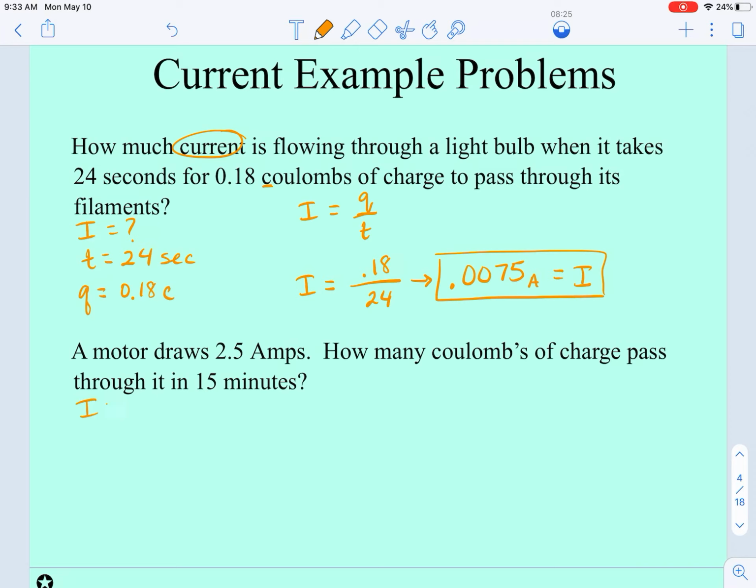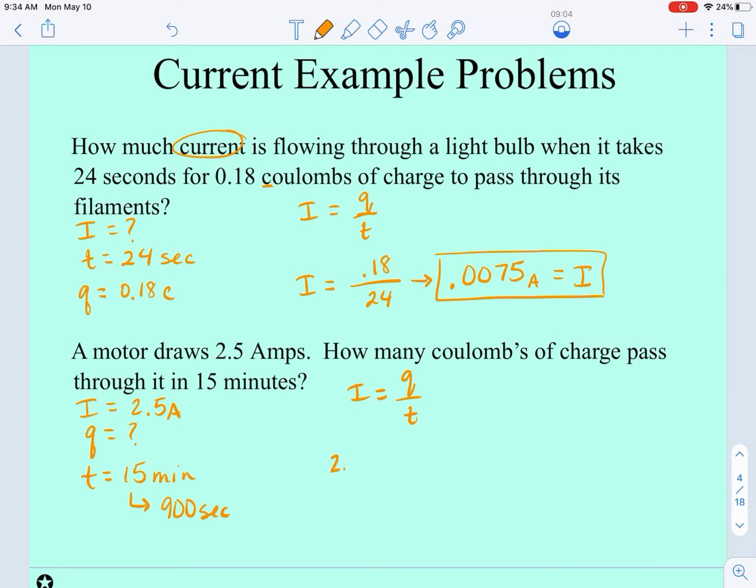Our next example says that a motor draws 2.5 amps. How many coulombs of charge pass through in 15 minutes? So this time they gave us the current, 2.5 amps. They are asking us for the electric charge, so they're asking for Q, and they gave us a time of 15 minutes. Remember, we cannot leave our time in minutes. This relationship is set up for our time to be in seconds. So we're going to have to take that 15 minutes, multiply it by 60 in order to put that in seconds. And that gives us 900 seconds. Ideally, you would perform dimensional analysis there to do that conversion correctly.